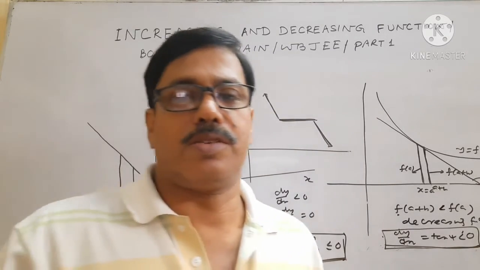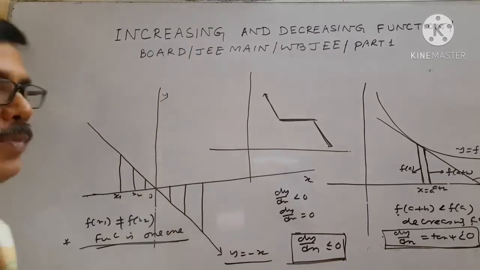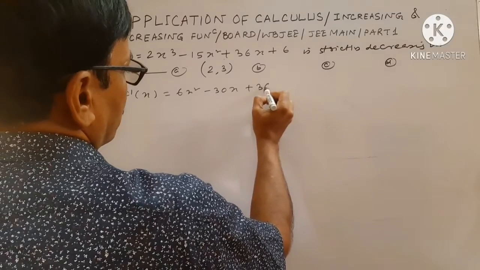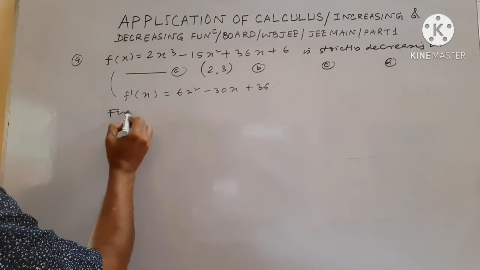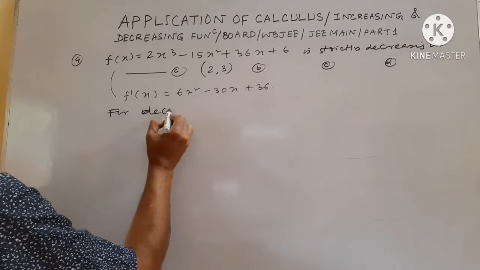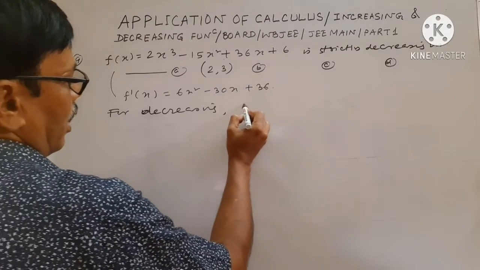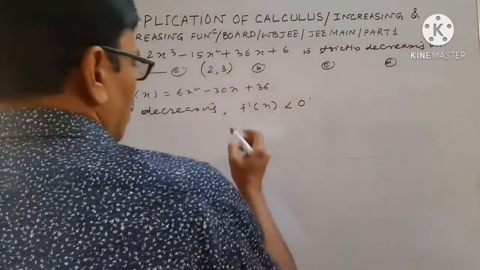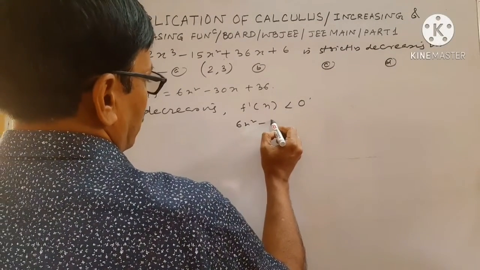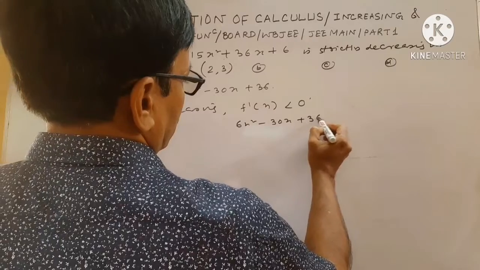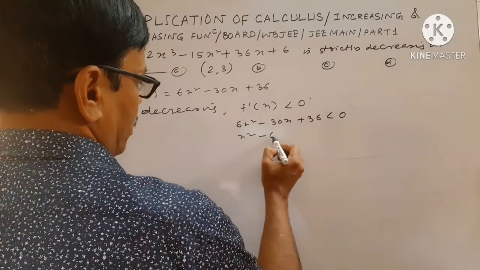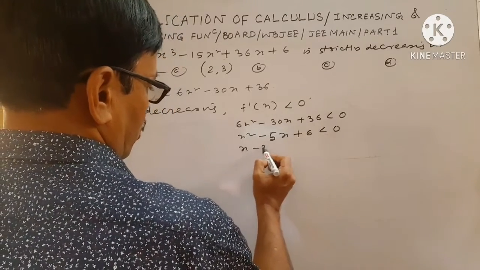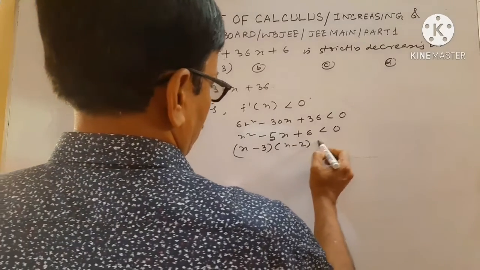Now we solve some important problems of this chapter. For strictly decreasing, f dash x less than 0. So 6x square minus 30x plus 36 less than 0. So x square minus 5x plus 6 less than 0. So (x minus 3)(x minus 2) less than 0.